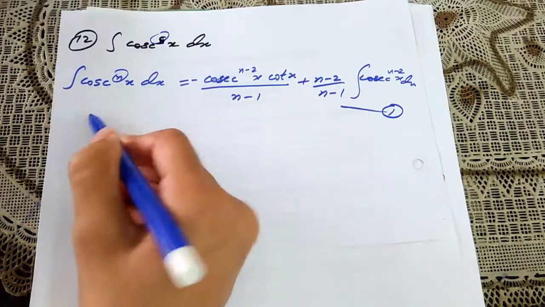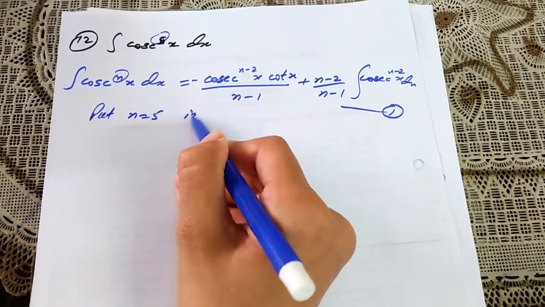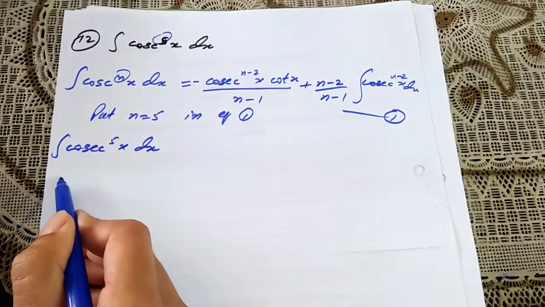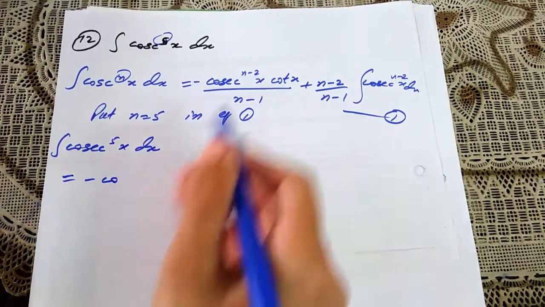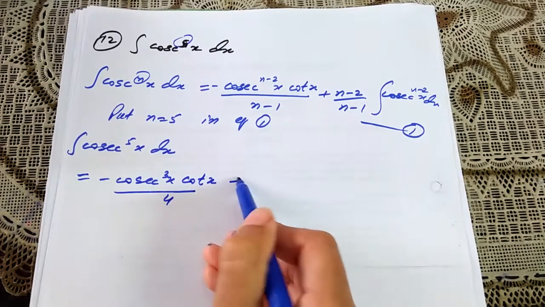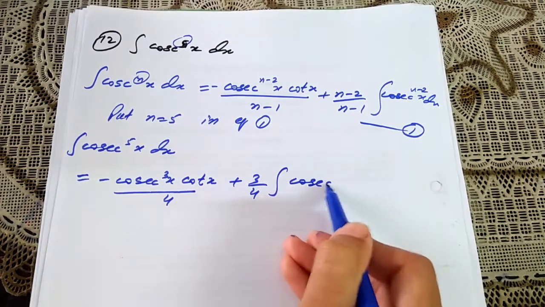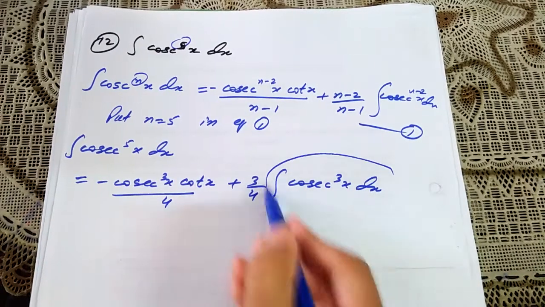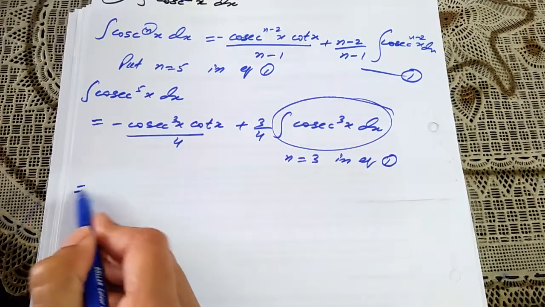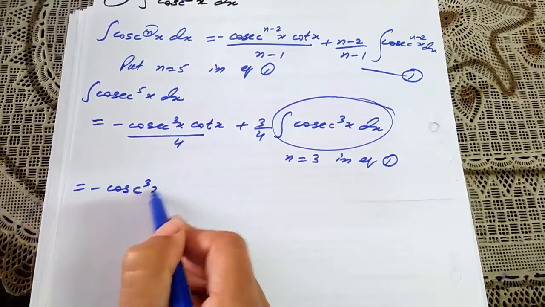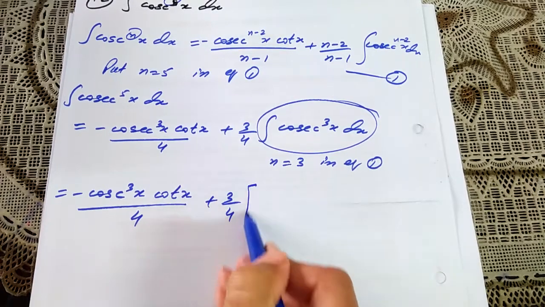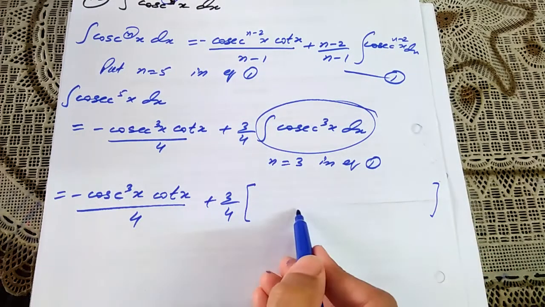Now n here is 5, so put n equals 5 in equation number 1. We will get integral cosecant 5 of x dx equals minus cosecant cube of x cot x over 4 plus 3 over 4 integral cosecant cube of x dx. Now for solving this one, put n equals 3 in equation number 1. We will get minus cosecant cube of x cotangent x over 4 plus 3 over 4, now the main brackets, and we will use the answer here.